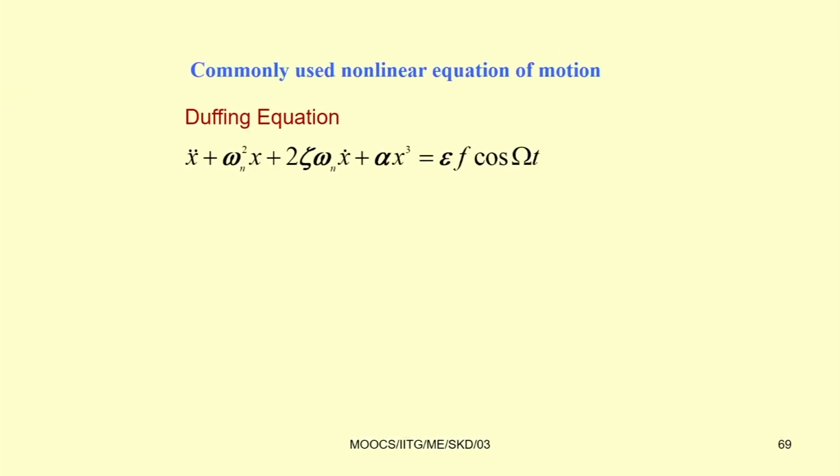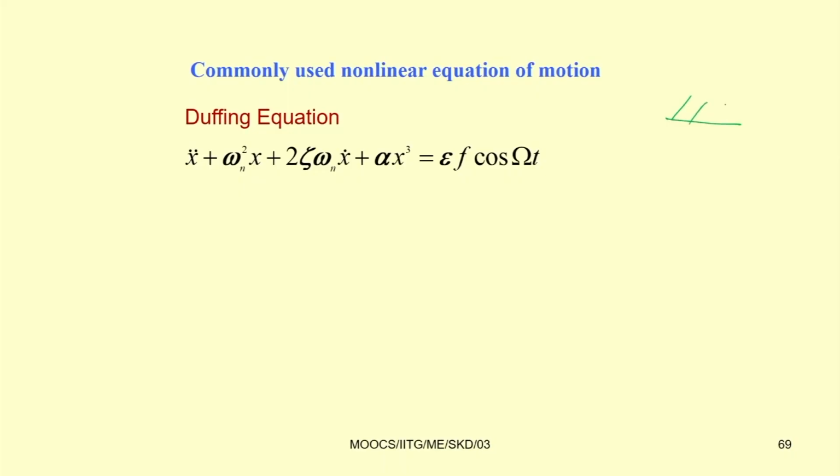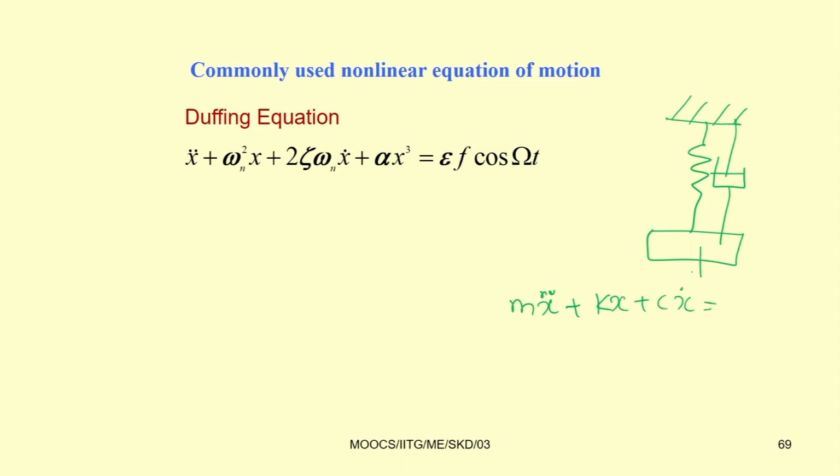So, let us see some commonly used nonlinear equations of motion. For example, let us take the Duffing equation. In simple spring mass systems we have seen the equation of motion. This is a simple spring mass system, let us put a damper also. In this case the equation of motion is m x double dot plus k x plus c x dot equal to, if we are applying a force, F sin omega t or F cos omega t, where F is the amplitude of the force and omega is the frequency of the force.